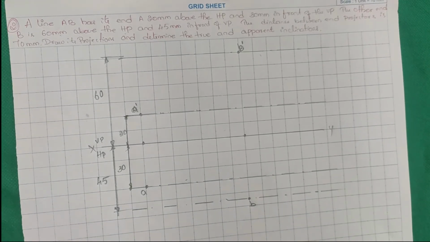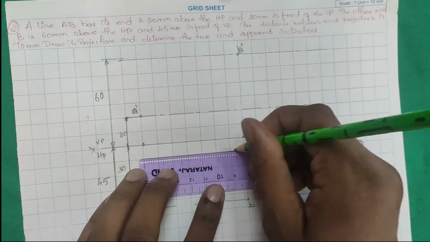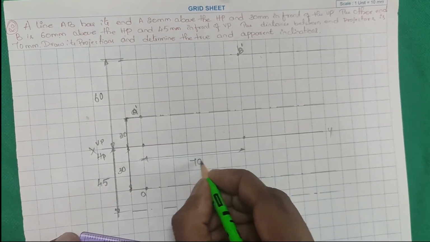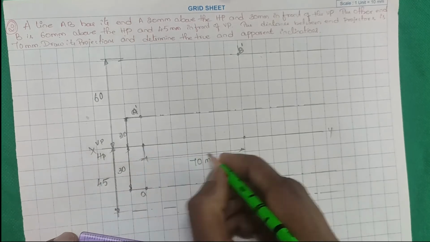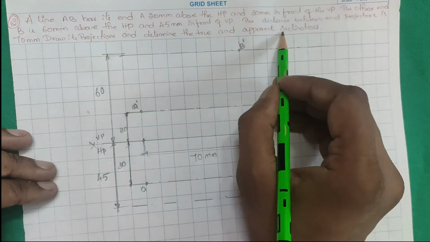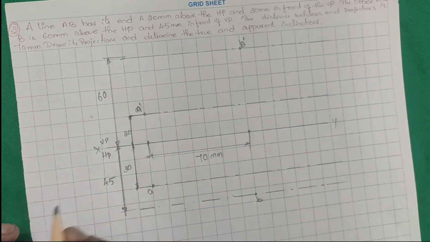So how to do this? This distance you must mention while solving the problem. This distance is 70 mm, the end projector distance. Here you want to find out the true length and the true and apparent inclinations. They have given the apparent length, so with the help of that you have to find out the true inclination. How to find out? Very simple, we shall see.